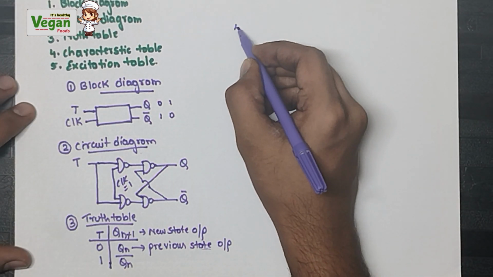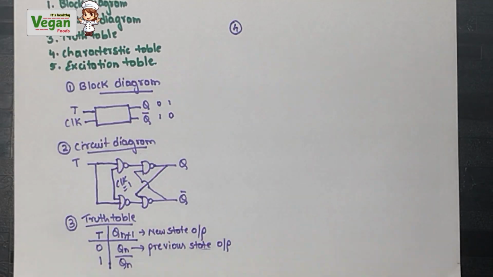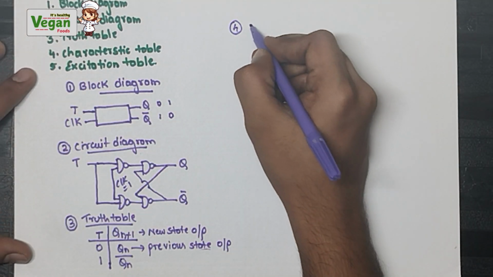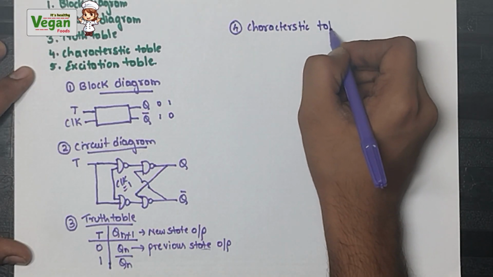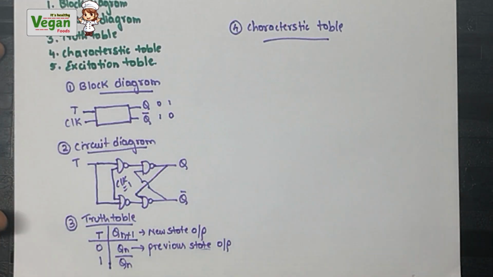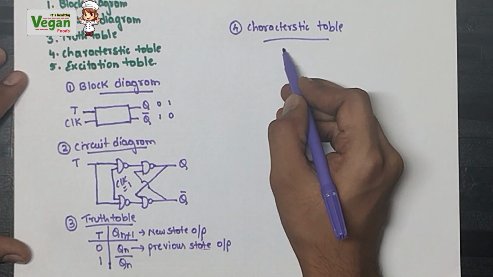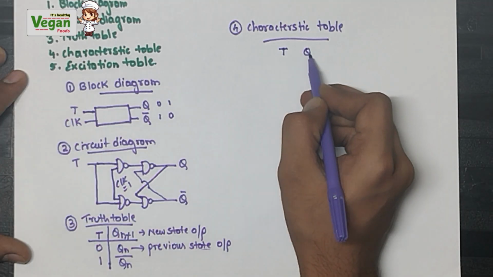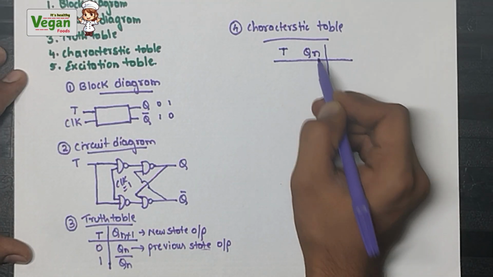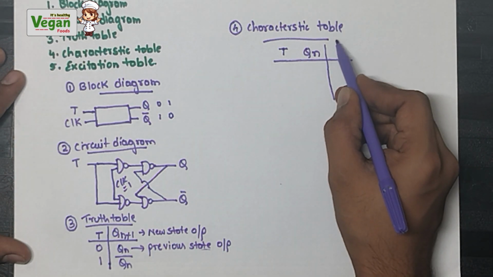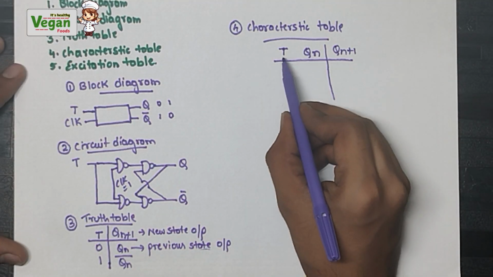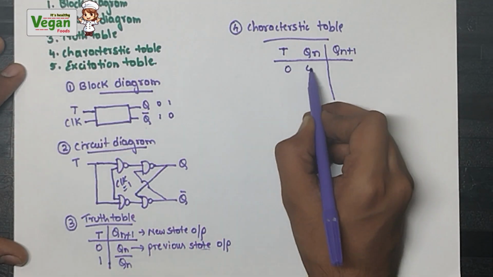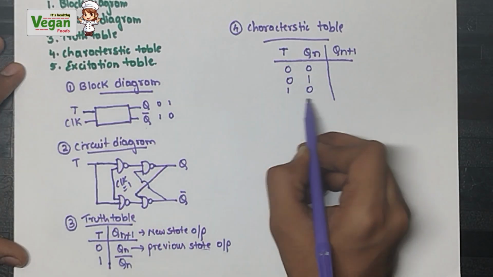Now, fourth one. What is the fourth one? Characteristic table. I said the characteristic table will be designed using this truth table. So what are my inputs in the characteristic table? One is T, another one will be Qn. Qn is the previous state output. Next, my output will be Qn plus 1, which means new state output. Since I have two inputs, what are my combinations? 0, 0, 0, 1, 1, 0 and 1, 1.